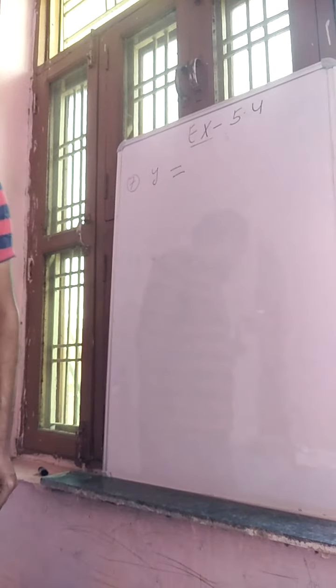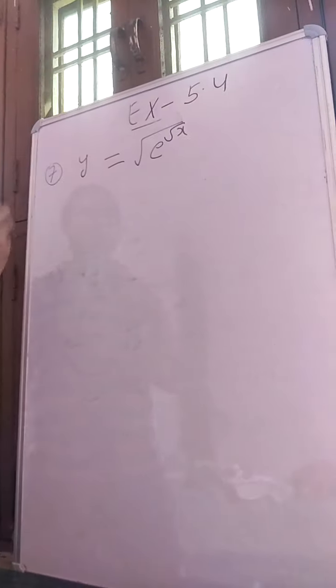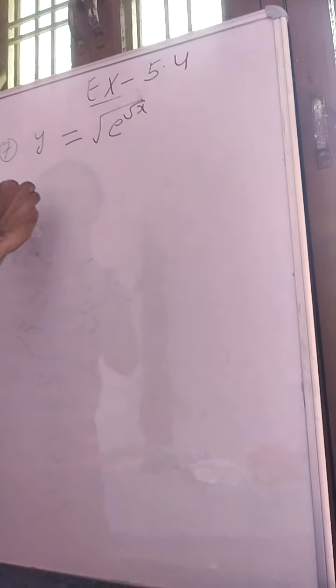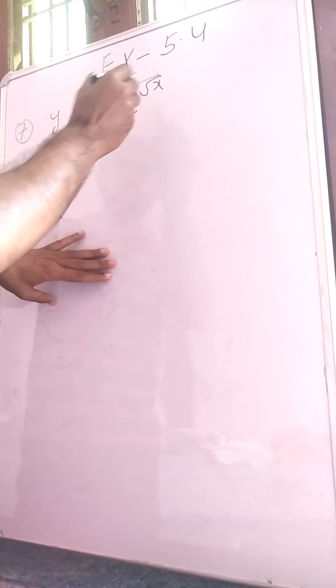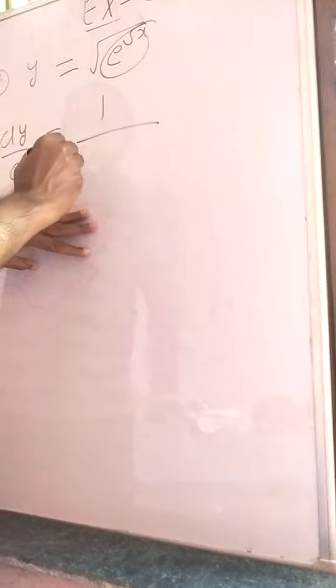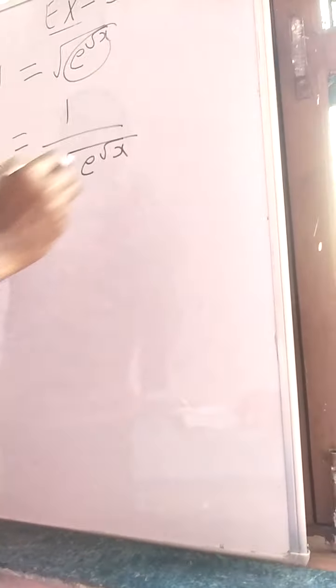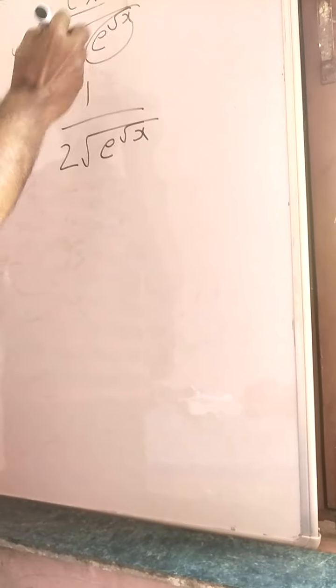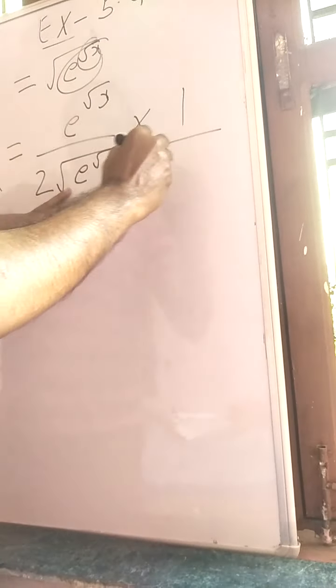Y equal to root under e to the power root x. We have to check y equal to e to the power root x. First of all, we have to write dy upon dx. This is the LHS. We have to find by chain rule. This is root x, so this means 1 upon 2. This is the technique. e to the power root x. First term is complete. Second term is e to the power root x, same to same. And this is also root x, so 1 upon 2 root x.